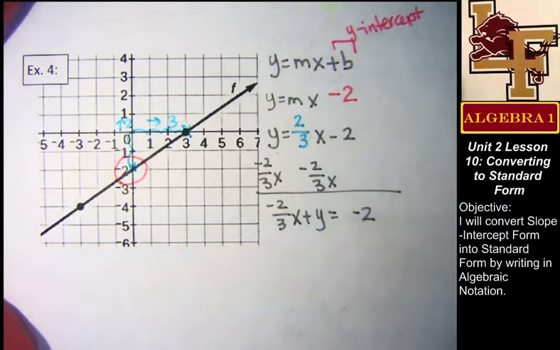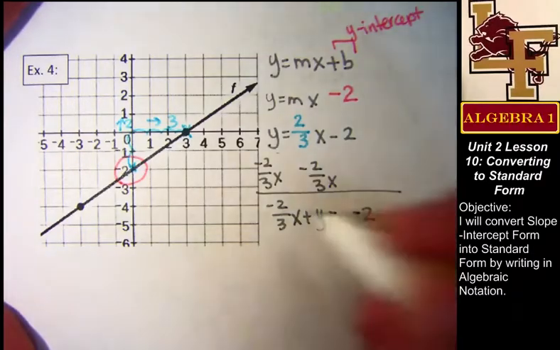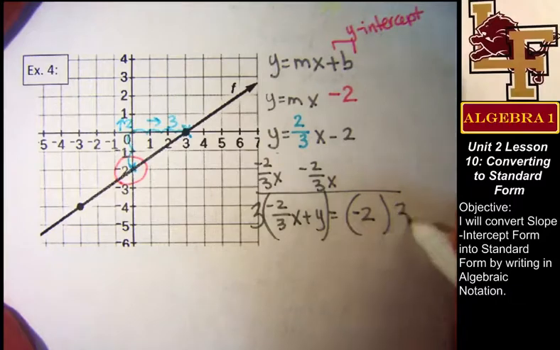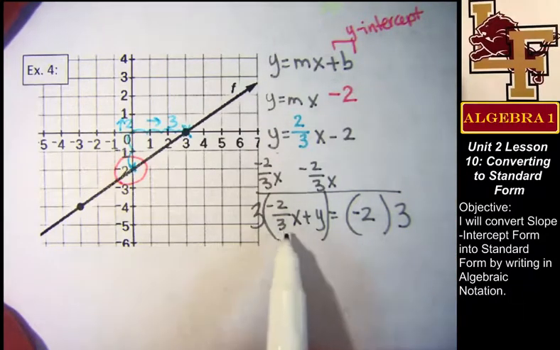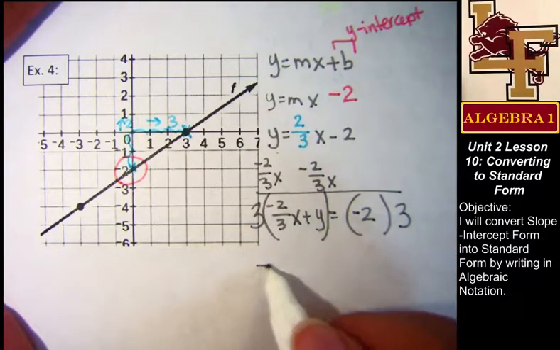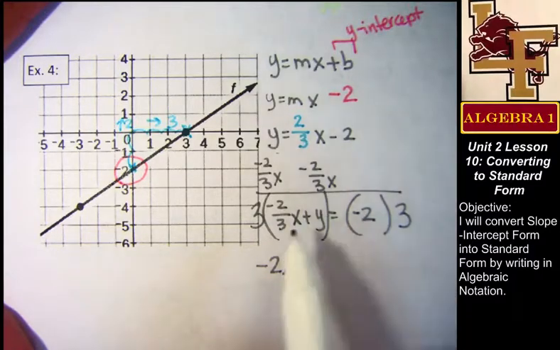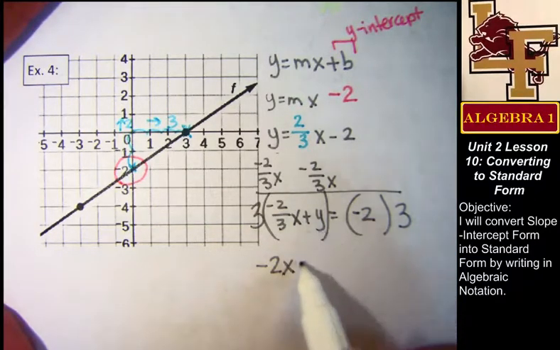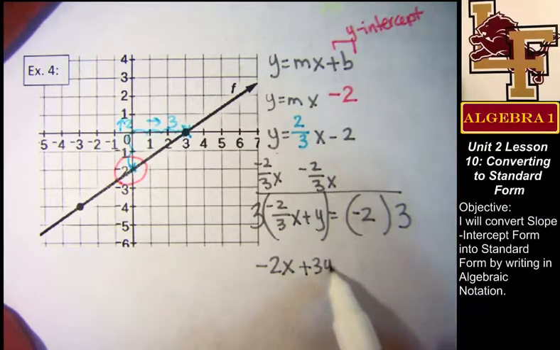How do I get rid of fractions? Multiply by the denominator. In this case, the denominator is 3. So I'm going to multiply everything on this side by 3 and everything on this side by 3. When I multiply a fraction by its denominator, the denominators cancel, leaving me with just the top number. And I'm going to multiply this by 3 also. -2 times 3 is -6.